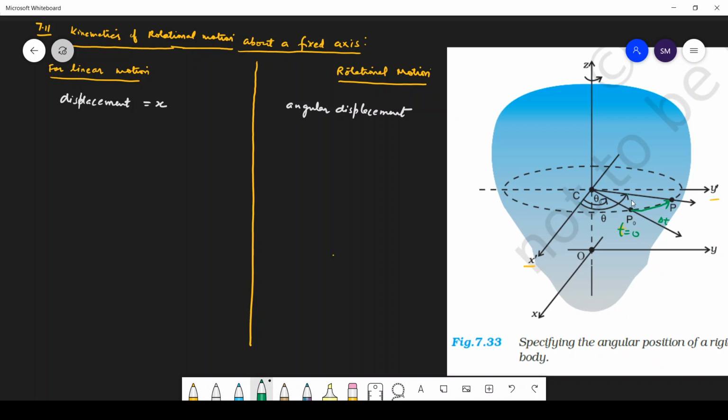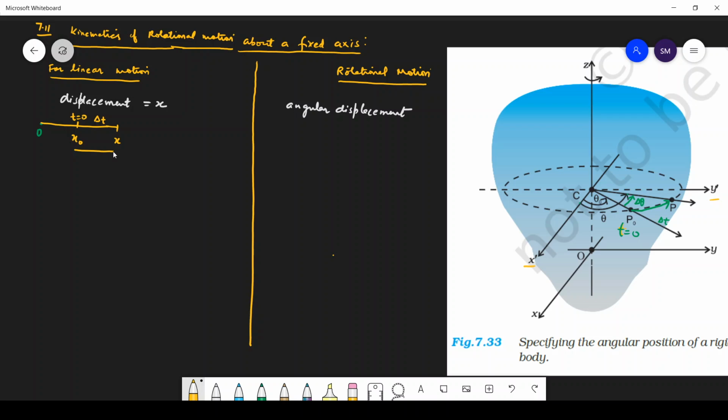So how much is the angular displacement? This much is your angular displacement in time delta t, and that angular displacement is delta theta. Here, the body was at the origin, at position x naught at time t equals 0, and in time delta t this body moves to position x.